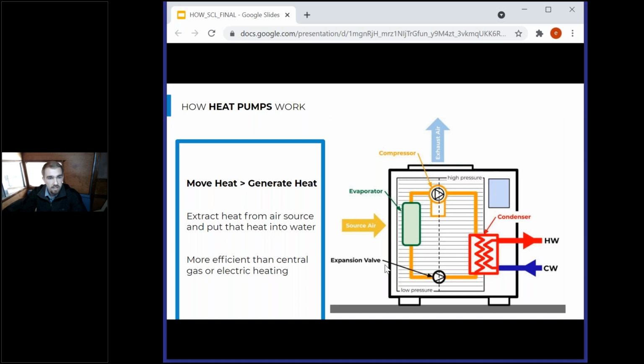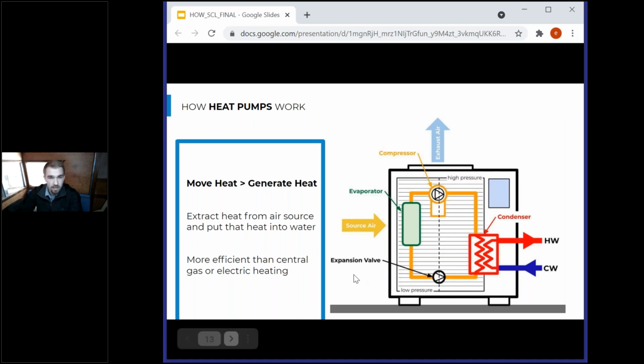So how do they do this though? You're talking about, in some situations, there's 10-degree air that you're moving heat out of and into 150-degree water. And the second law of thermodynamics tells us that we can only move heat from hot to cold. You're not gonna put an ice cube in a cup of water and actually cool that ice cube down.